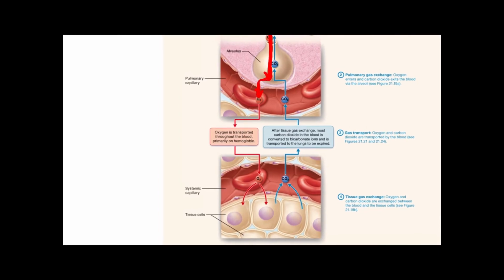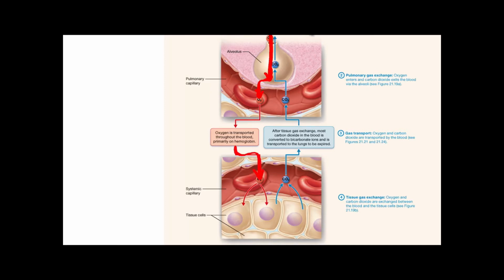The oxygen molecules then are transported by hemoglobin in the red blood cells to the tissues. And so the oxygen is then transferred to the tissue cells where it can be used to make ATP. After production of ATP, the cells generate some carbon dioxide.